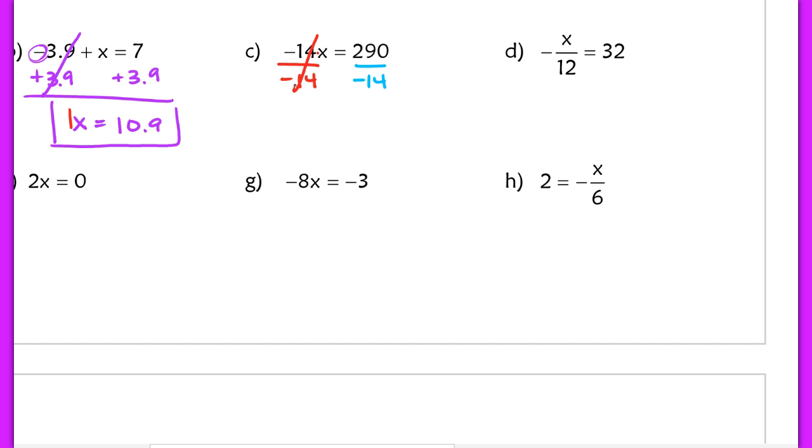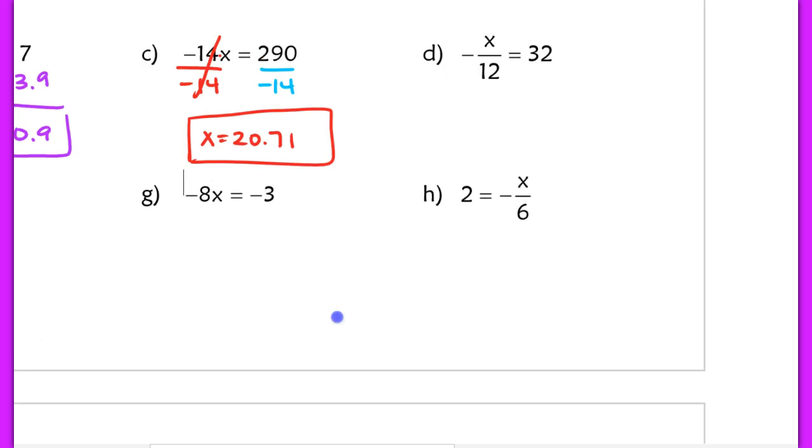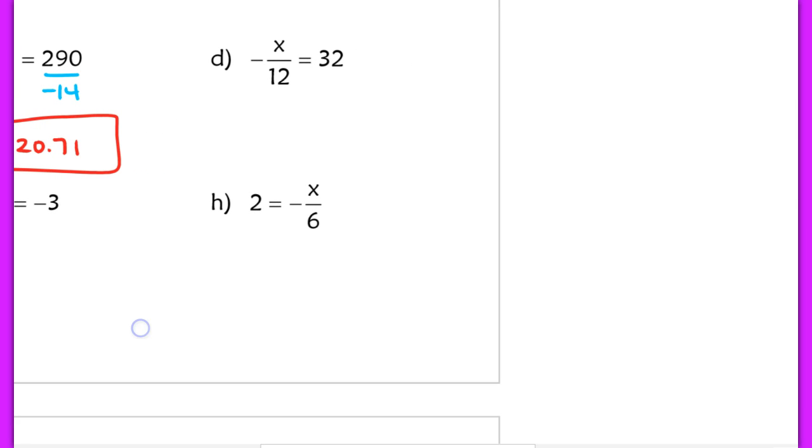Now this is something that you would put in your calculator. So 290 divided by negative 14 gives me 20.7. So I have x equals 20.714. I'm going to just round to the nearest hundredth, so the second decimal here, and write my answer as 20.71. In number D, in part D here, I've got x divided by a negative 12.